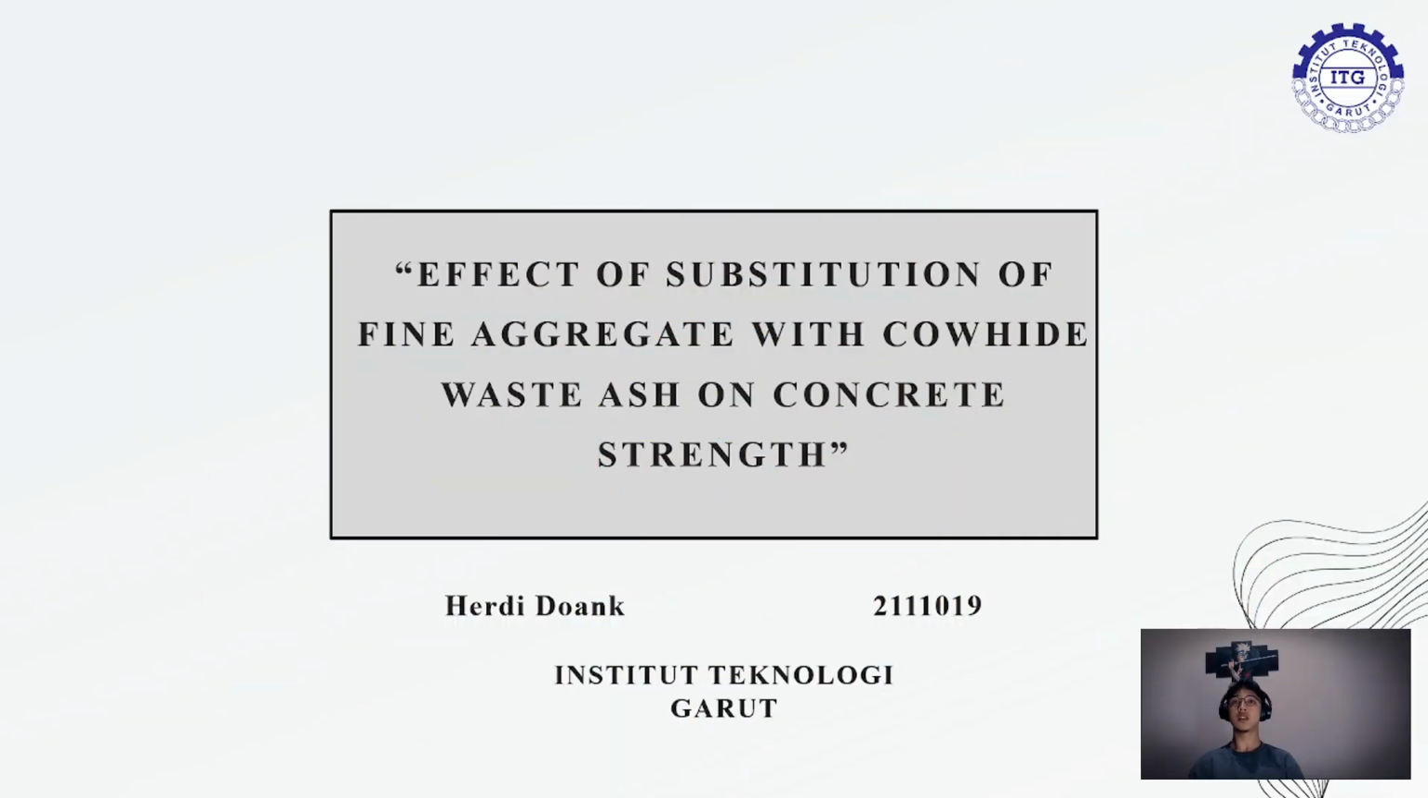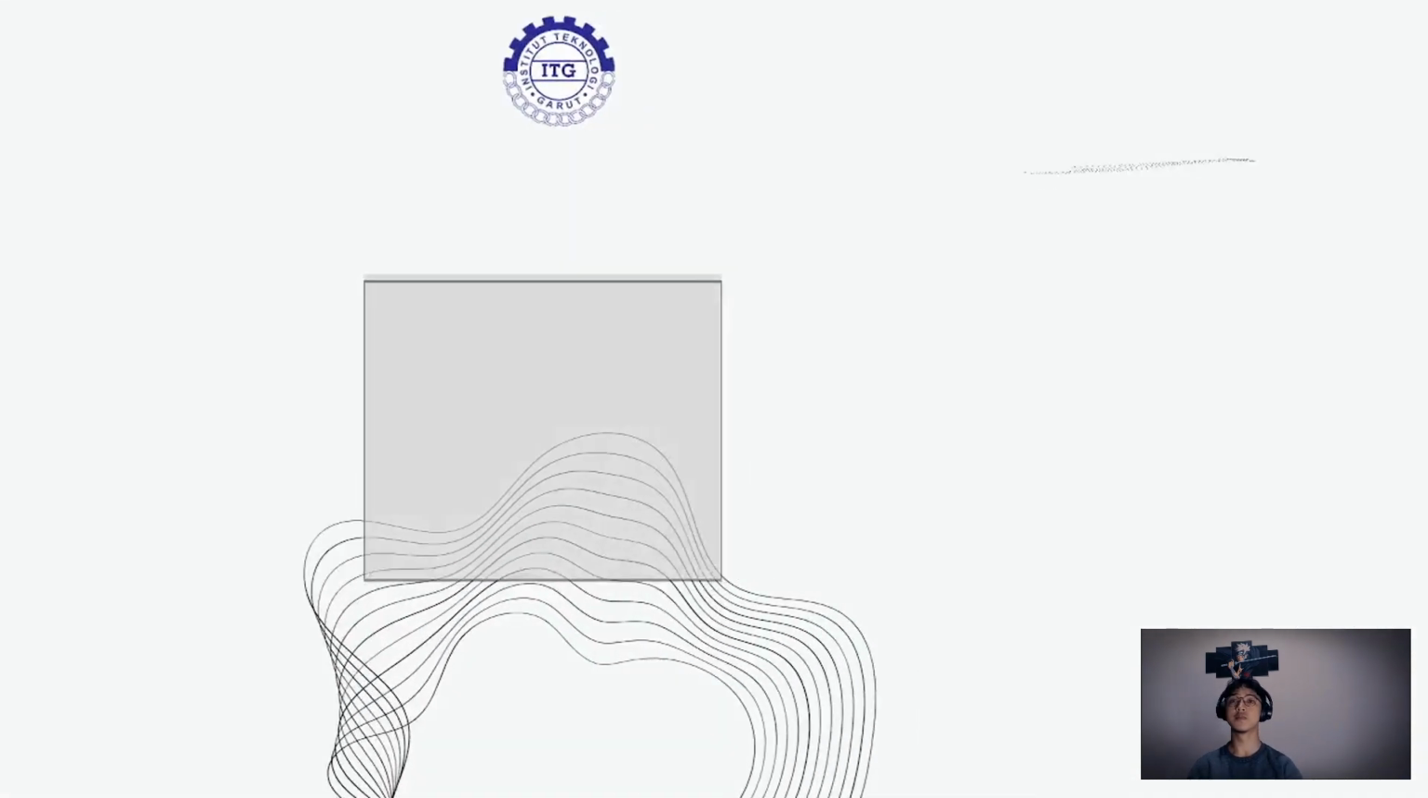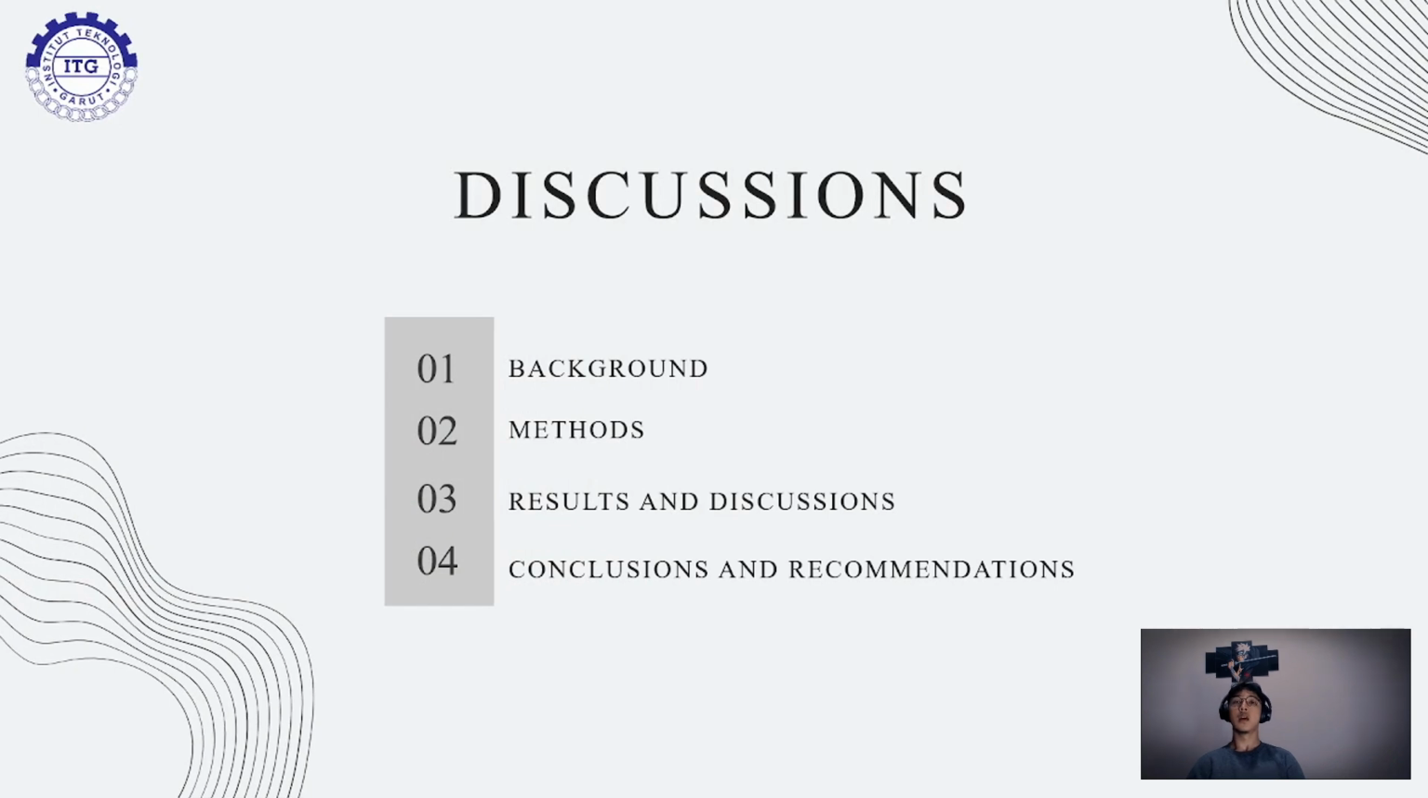Well, the title is: The Effect of Substitution of Fine Aggregate with Cowhide Waste Ash on Concrete Strength. So guys, here is what I have for discussion. Firstly, I will explain about the background. In this section, the discussion that will be presented is related to the formulation of the problems, research objectives, and research reasons.